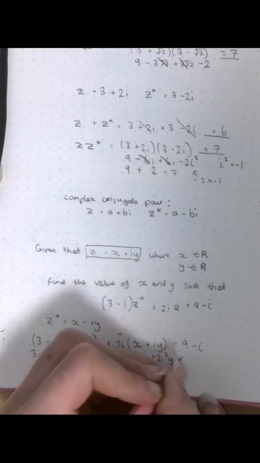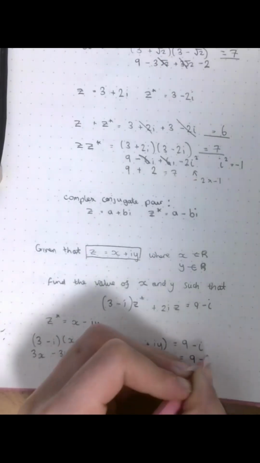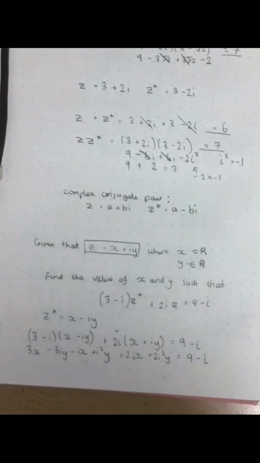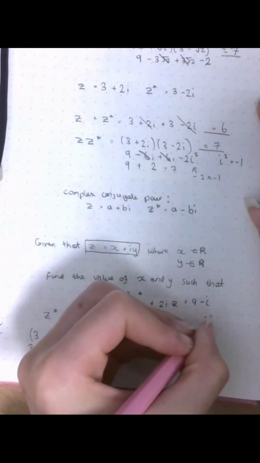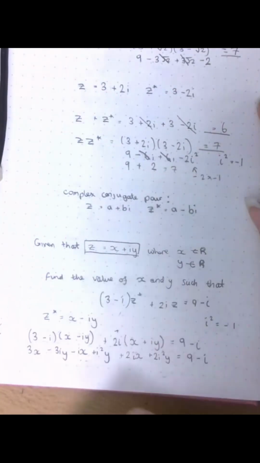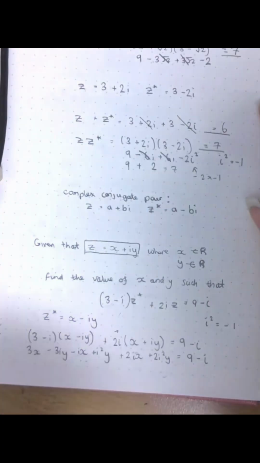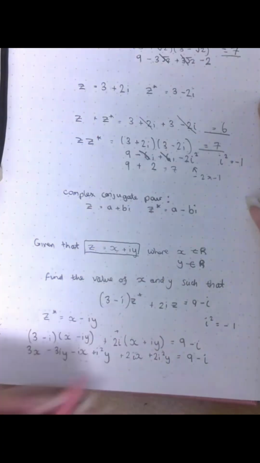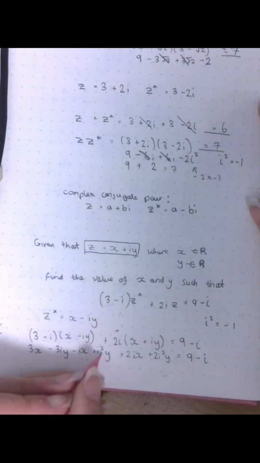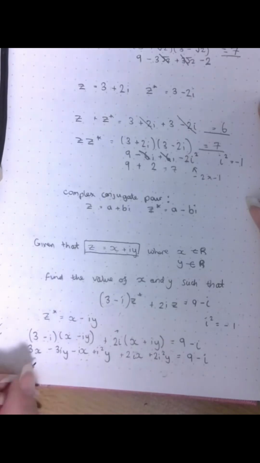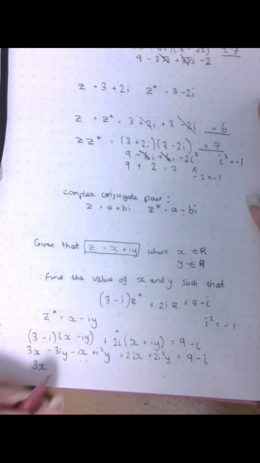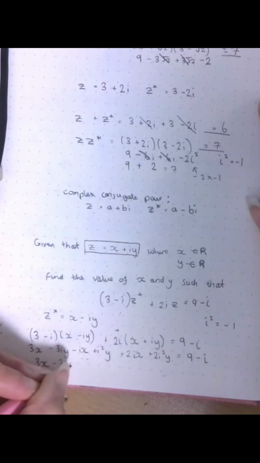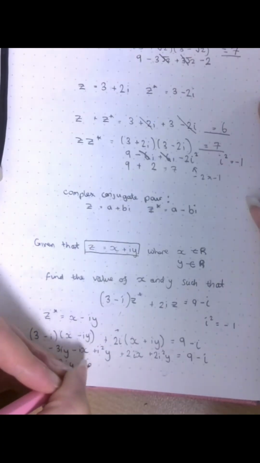And that will be equal to 9 minus i. So now let's just evaluate those i squareds. So i squared, we should recall that that is just -1. If i is the square root of -1, square it, we get -1. So here, this i squared will become a -1, so that will just become minus y. So if you rewrite that out, that will be 3x minus 3iy minus ix minus y.